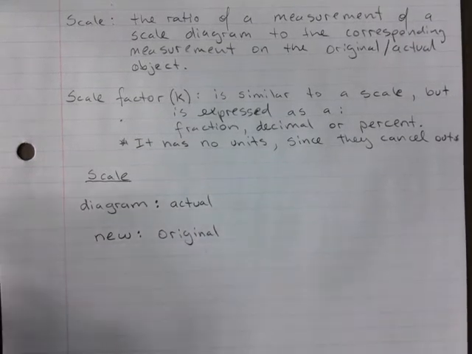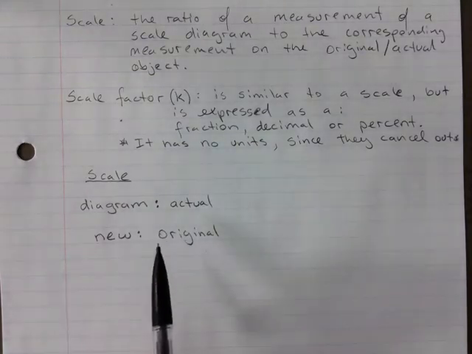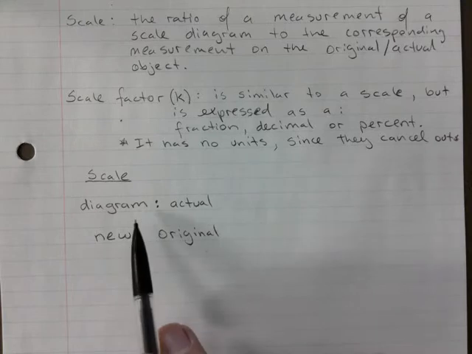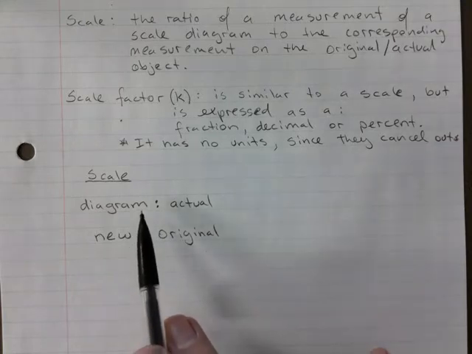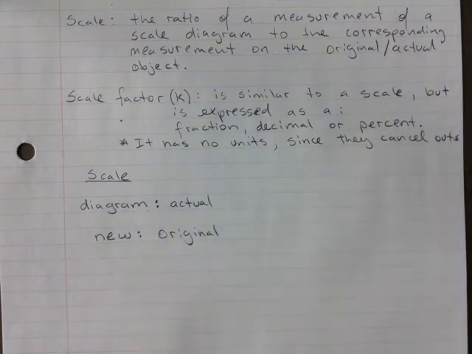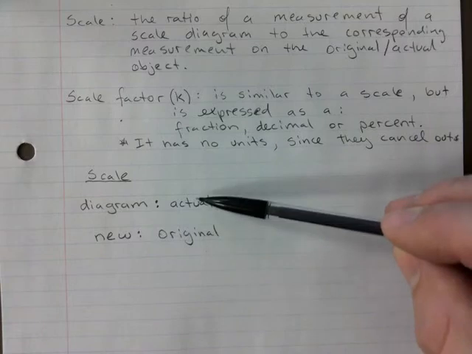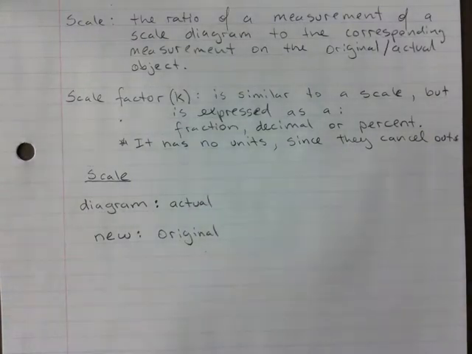So let's say you're making a pot and you want to make a copy of that flower pot, you want to make a bigger one, then it's easier to think of it as the new object than the original you started off with, okay? When you're looking at maps, pictures, anything like that, you rather use diagram and actual, okay? But these line up. When I say actual, original, they kind of mean the same thing, okay?